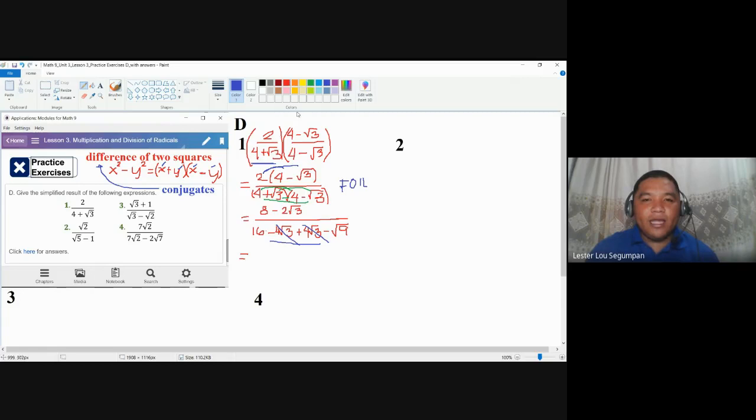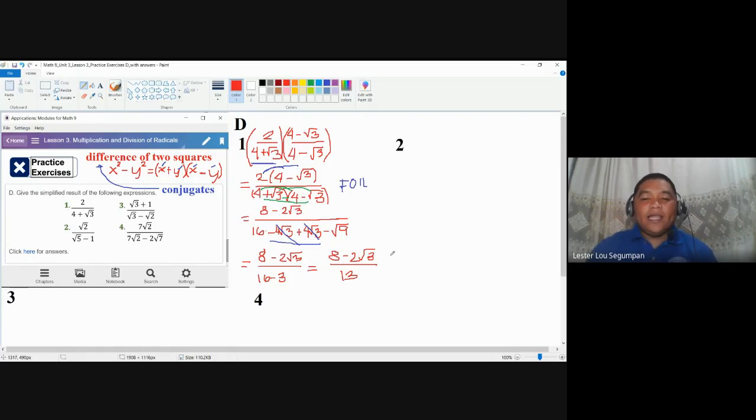And then the numerator will still be 8 minus 2 square root of 3, because it cannot be simplified further, over 16 minus the square root of 9, which is 3. And then your final answer is 8 minus 2 square root of 3 all over 13. Do not worry about the radical expressions found in the numerator because our only concern is to rationalize the denominator.